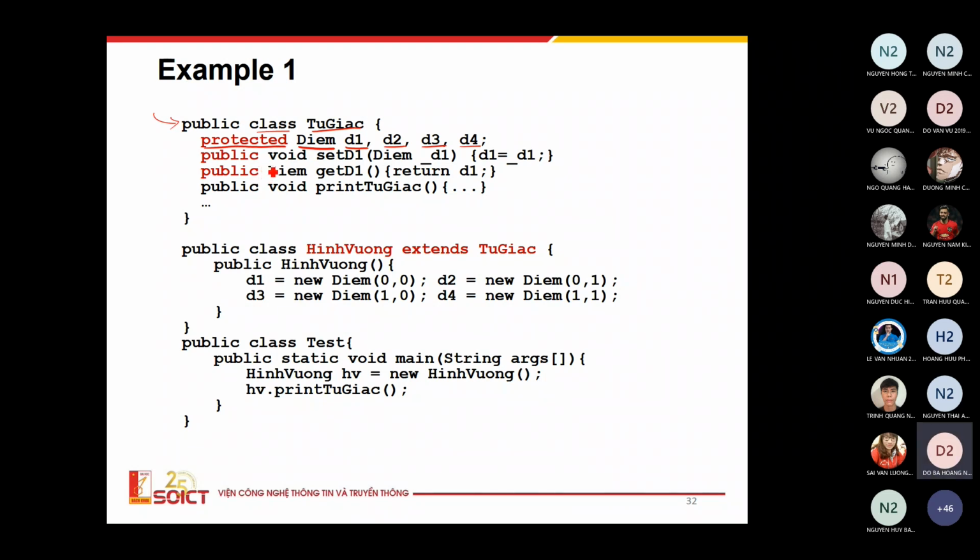The modifier is protected. And we have a set D1 method with a return type void. The modifier of set D1 is public.